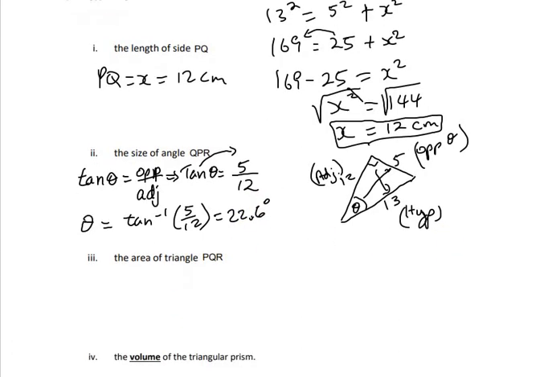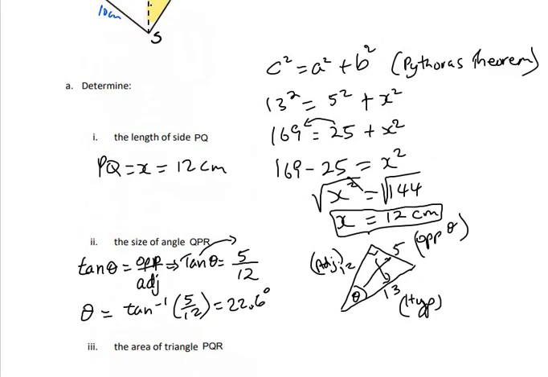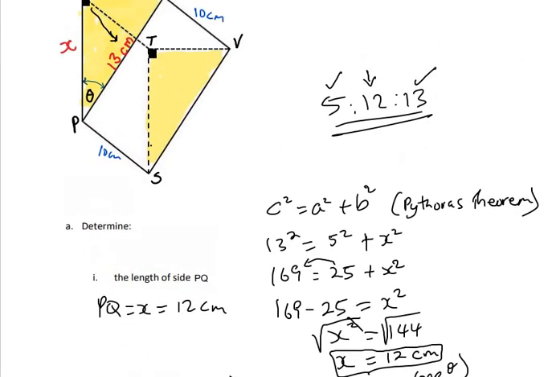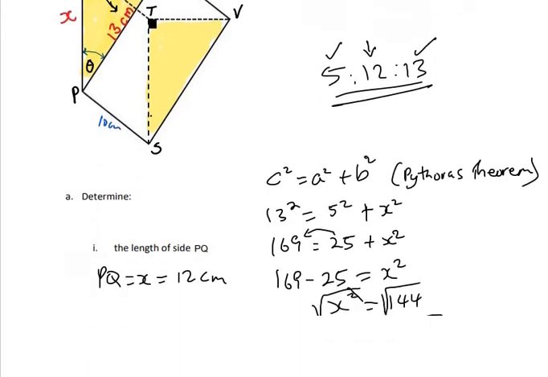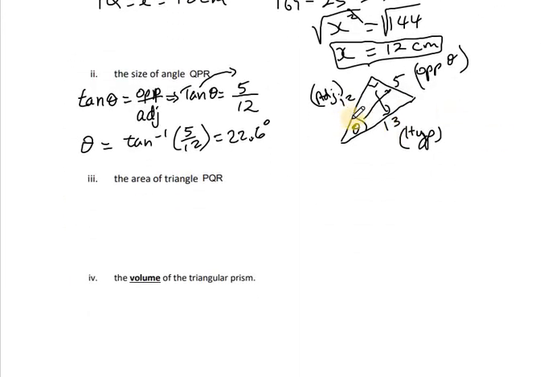Alright, so now we are asked to find the area of triangle PQR. Now we can use any formula since we have a right angle triangle. We have the angle here, which is 22.6 degrees. So we can actually find what angle this is. So we can actually use any of the three area formulas for a triangle. But let's use half base times height for now. Half times the base times height.